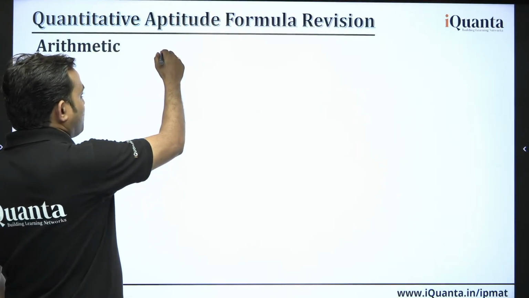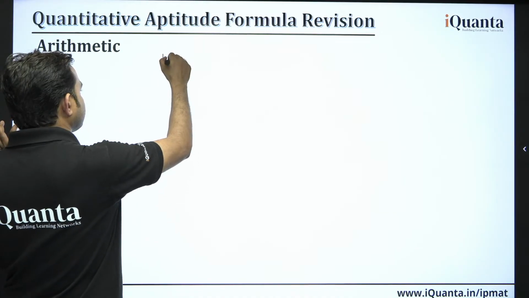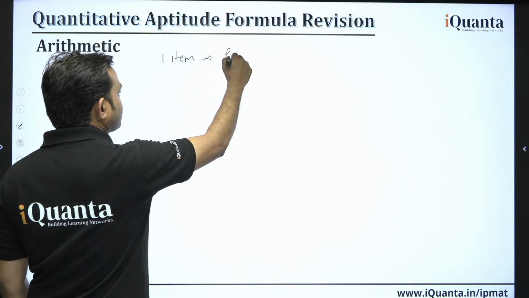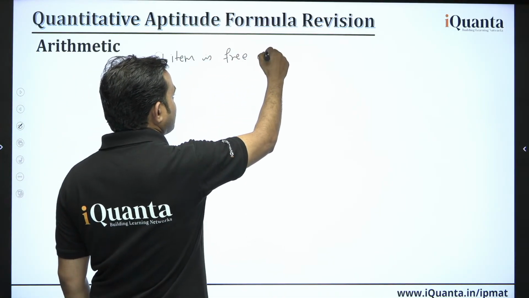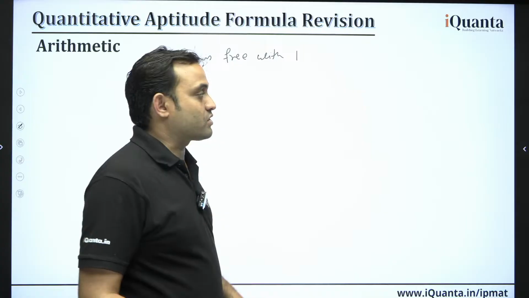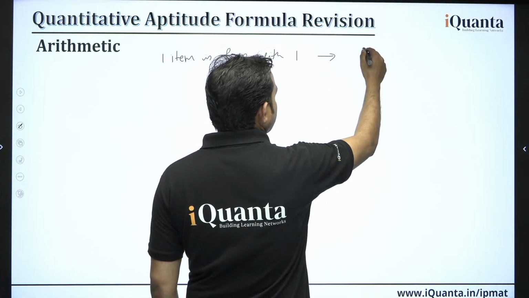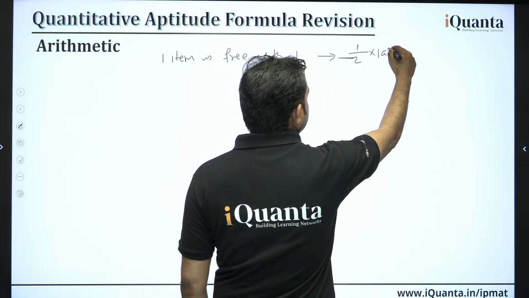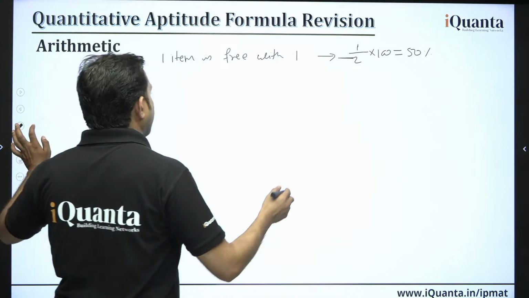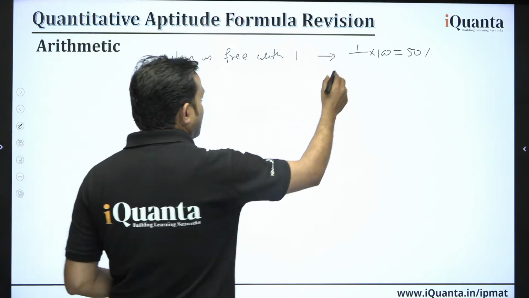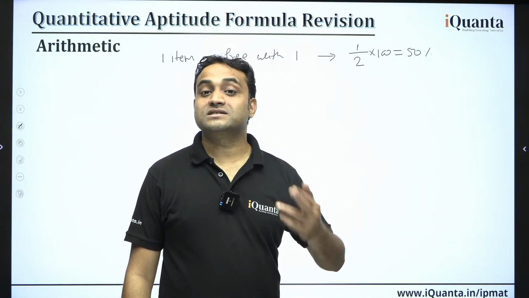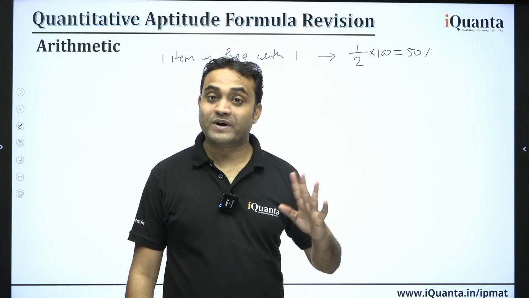So, we can say one item is free if you are buying one. Okay. So in that case, the discount percentage will be 1 by 2 into 100, which will be equal to 50%. Means you are buying a total of 2 items, and of those, one of them is free. You won't have to pay for one, but you are buying 2 items. So of that, you are getting discount on 1. So this will be 1 by 2 into 100.